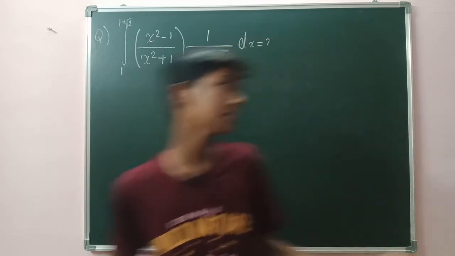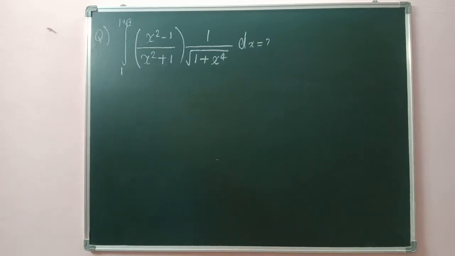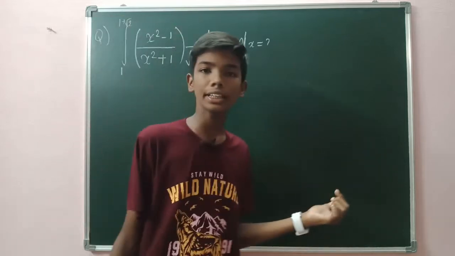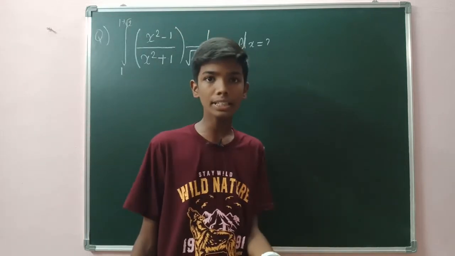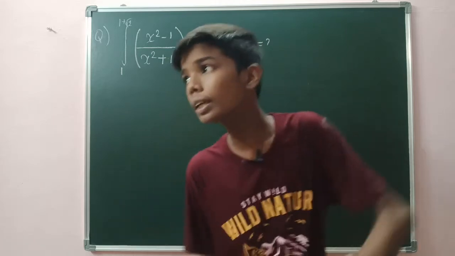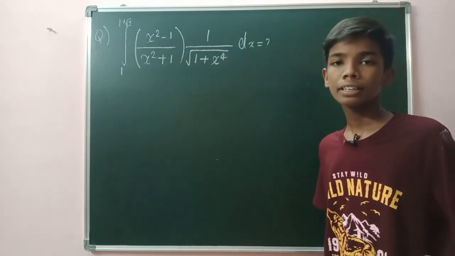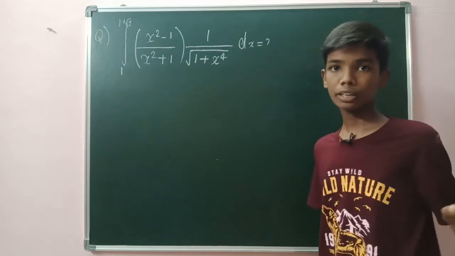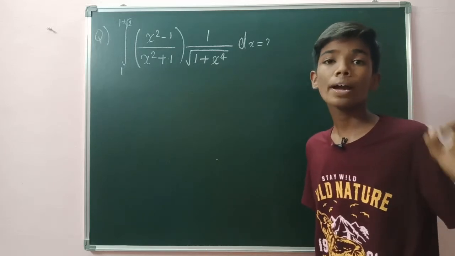So the first question is the integral of (x square minus 1) by (x square plus 1) times 1 by root of (1 plus x power 4) dx, from 1 to 1 plus root 2, and that's the integral we are having. For this question, what plays a major role is the substitution, because the substitution that I want to use here is a sine substitution, because it will make your mind blown away.